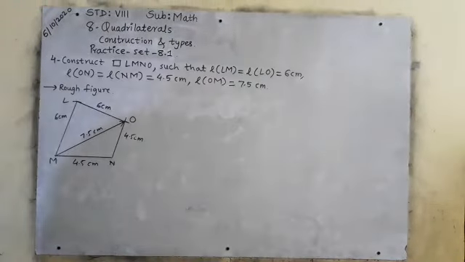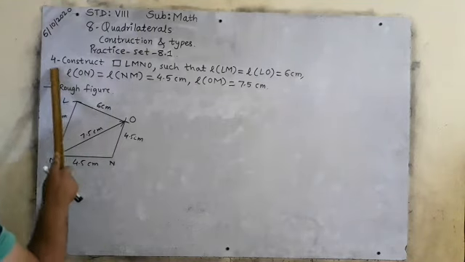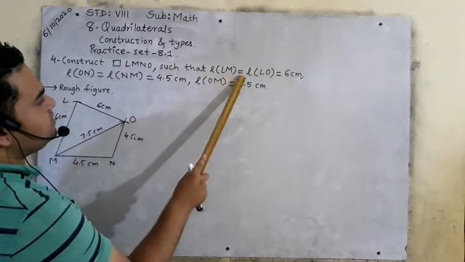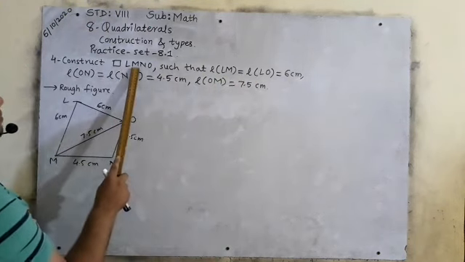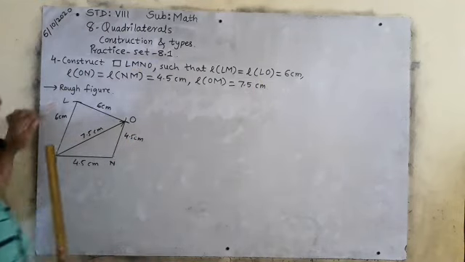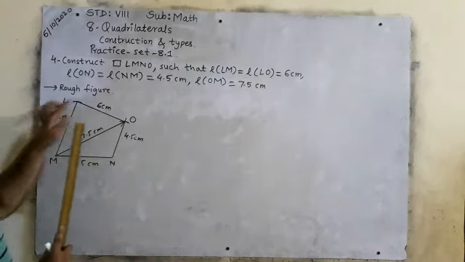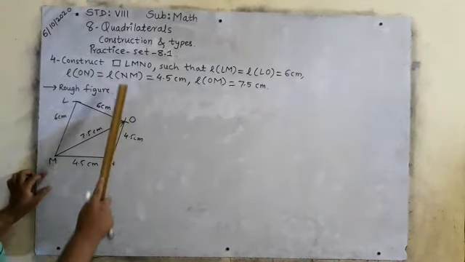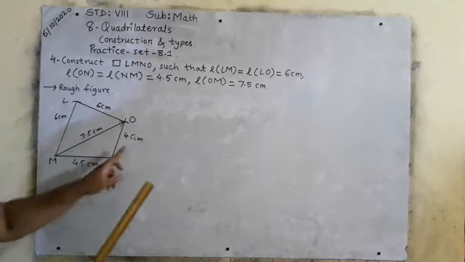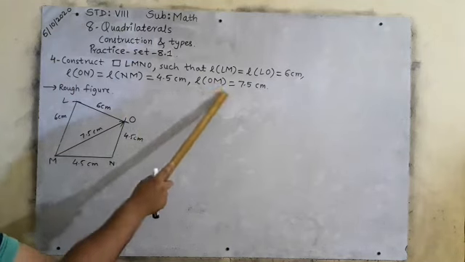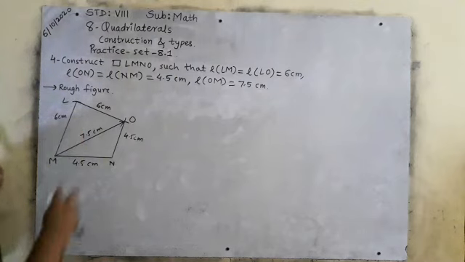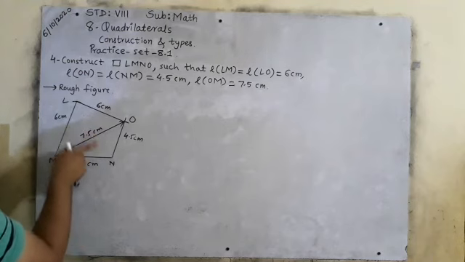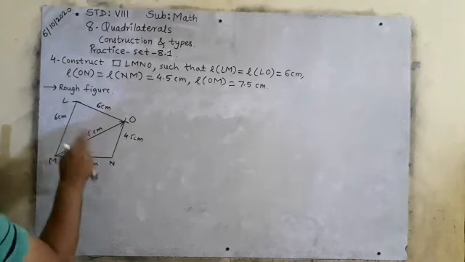So this is how you have to construct question number 3. Very simple. So dear students, now please see question number 4. Construct quadrilateral LMNO such that length LM is equal to length LO, 6 centimeter. Then length ON and length NM, 4.5. Length OM is equal to 7.5 centimeter. It means these two sides are similar, isosceles triangle. Can you see, one triangle is this, one triangle is this, there are two triangles.